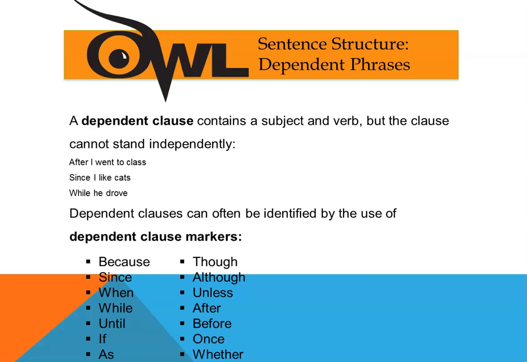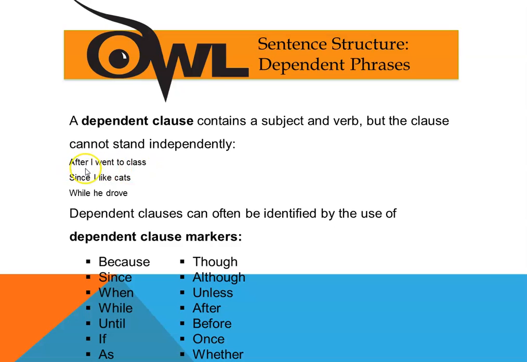Okay, so here are some examples of that. After I went to class, since I like cats, while he drove. Think about that and ask yourself, is that a complete thought? While he drove. And it's not, because a word has been added on. If we just said, I went to class, I like cats, and he drove, subject, verb, subject, verb, subject, verb, those are complete thoughts.